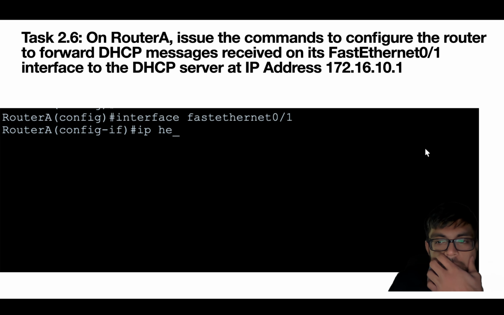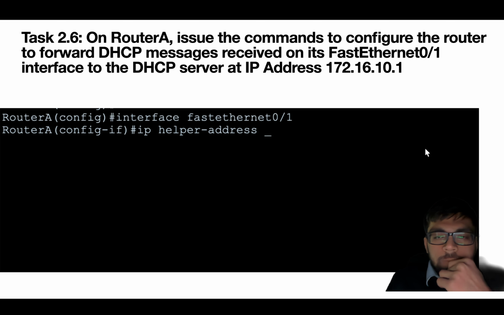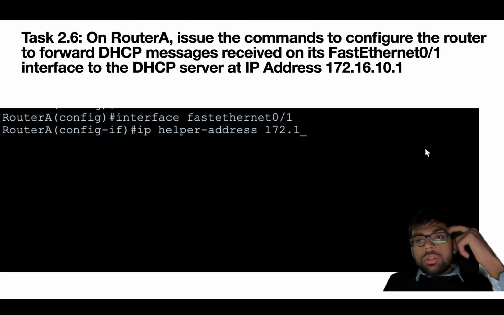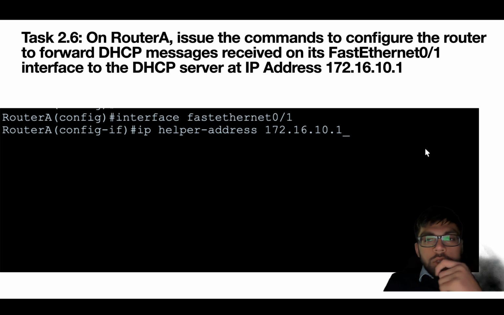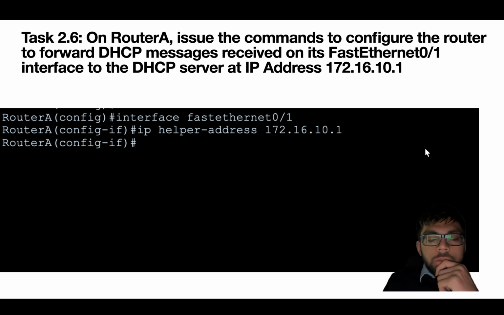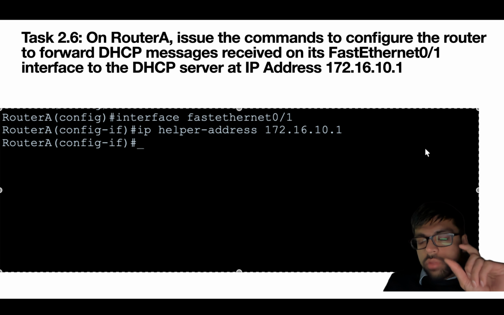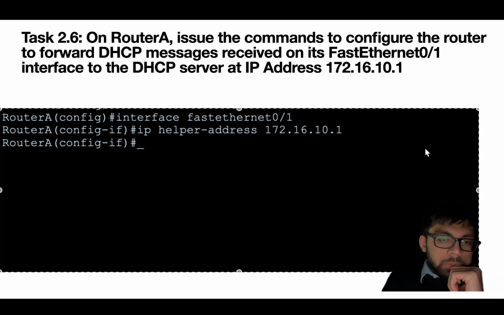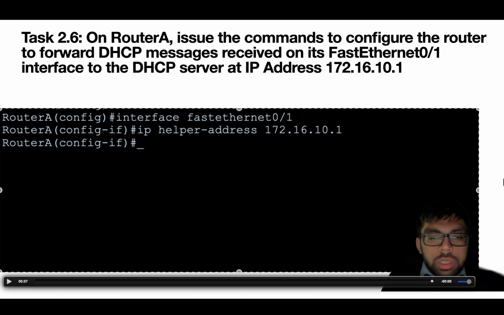Now ip helper-address 172.16.10.1. That's the key bit here, configuring the IP helper address. And now we've done that bit, right? We've configured the helper address now.